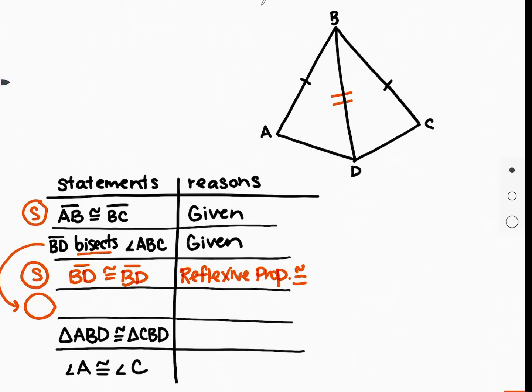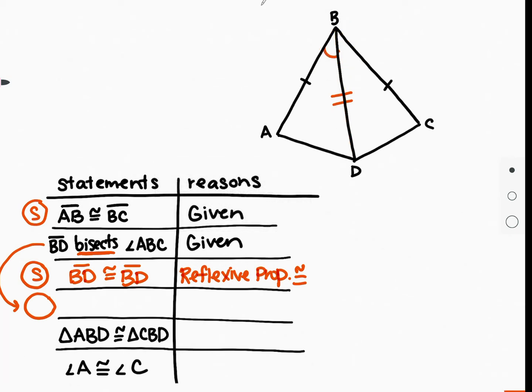But if we look at the clues, it says that segment BD bisects angle ABC. What does that mean? Look at the picture. Segment BD bisects, where's angle ABC? Angle ABC is this top angle, this huge top angle up here. So if BD bisects ABC, that means that those angles are congruent up there.